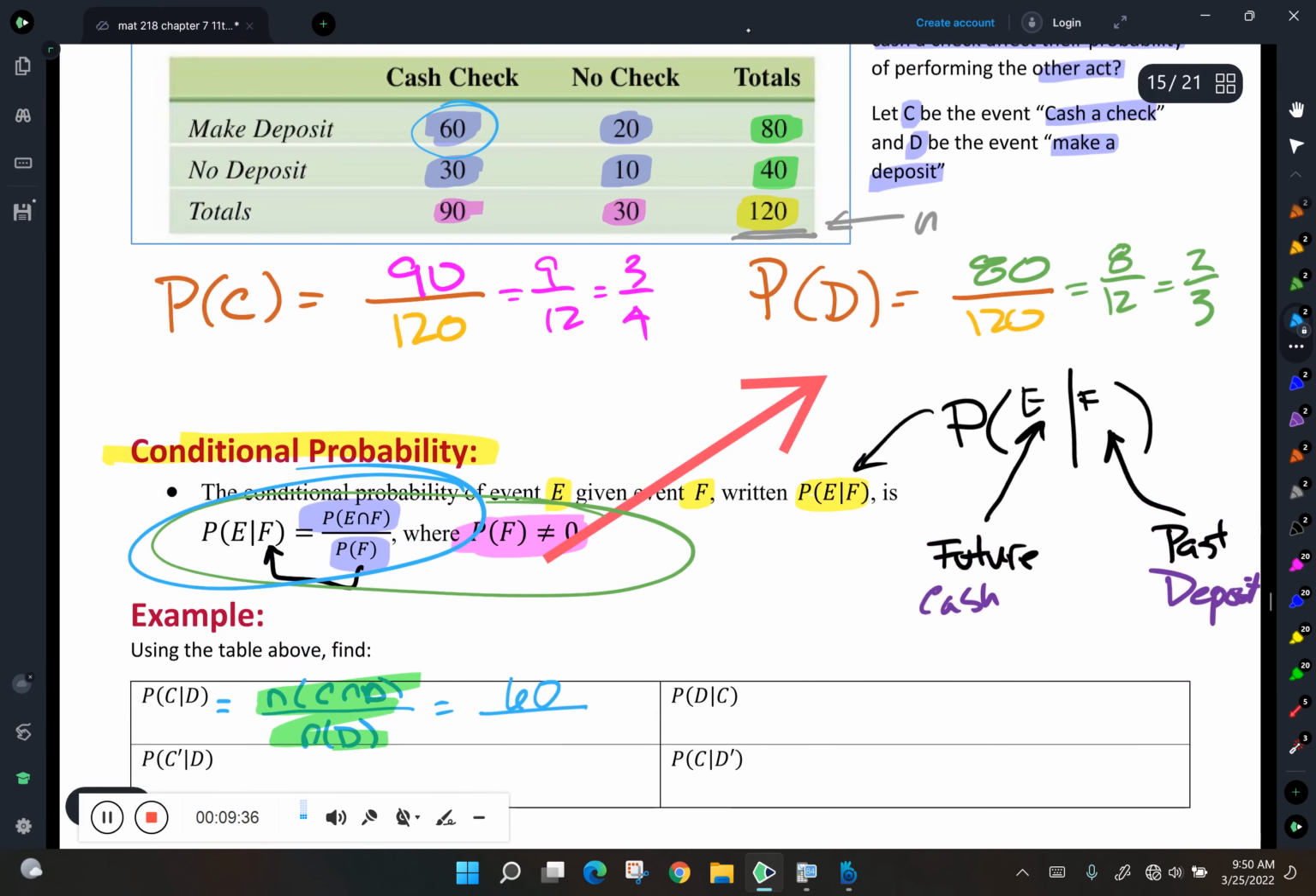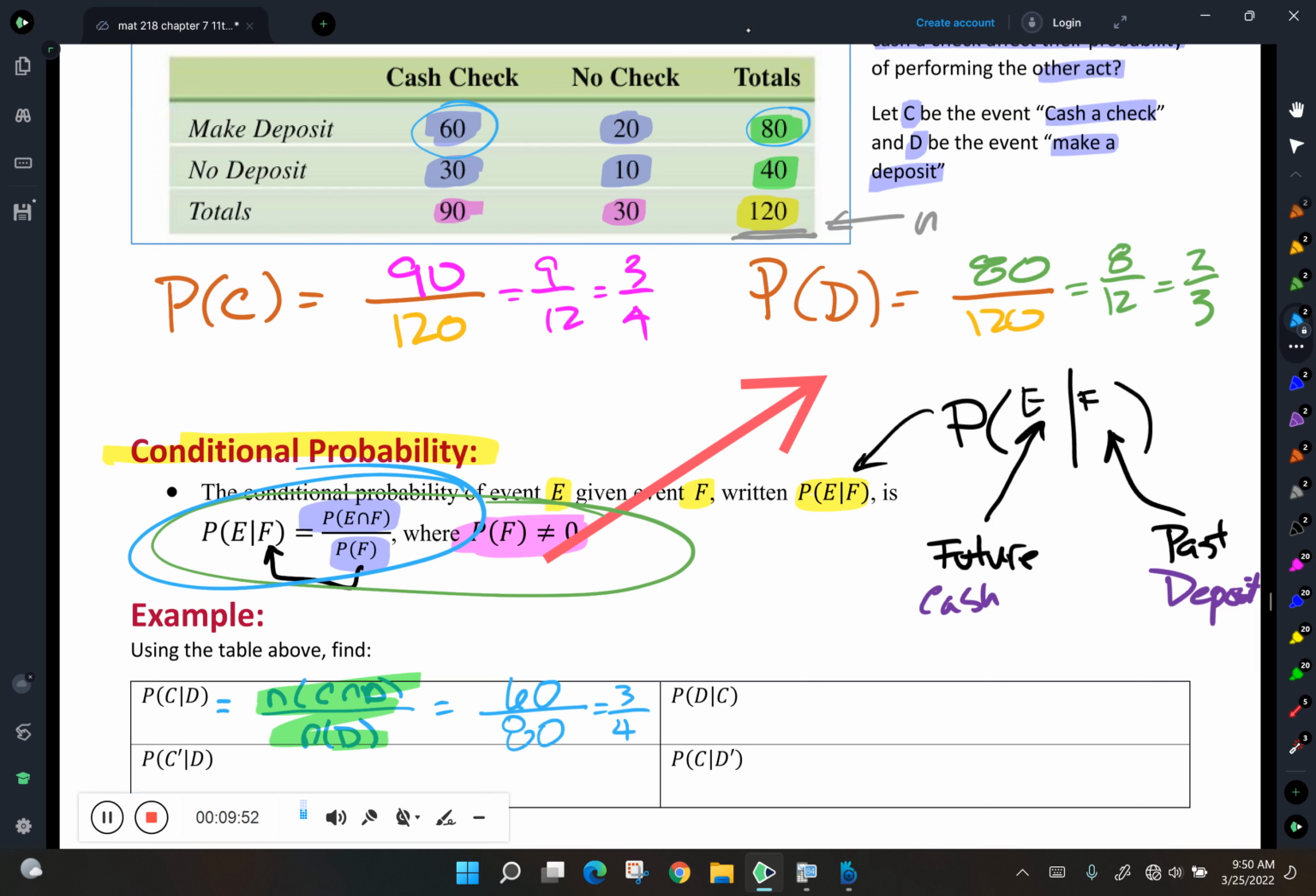And then how many people made a deposit? Well, that would be that 80 right there. And so 60 over 80, and if you do a little bit of math and reduce, that's going to be our 3/4.